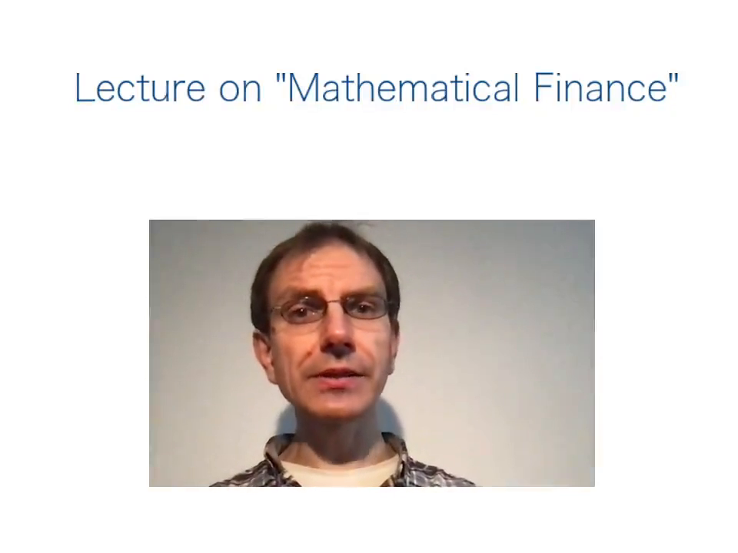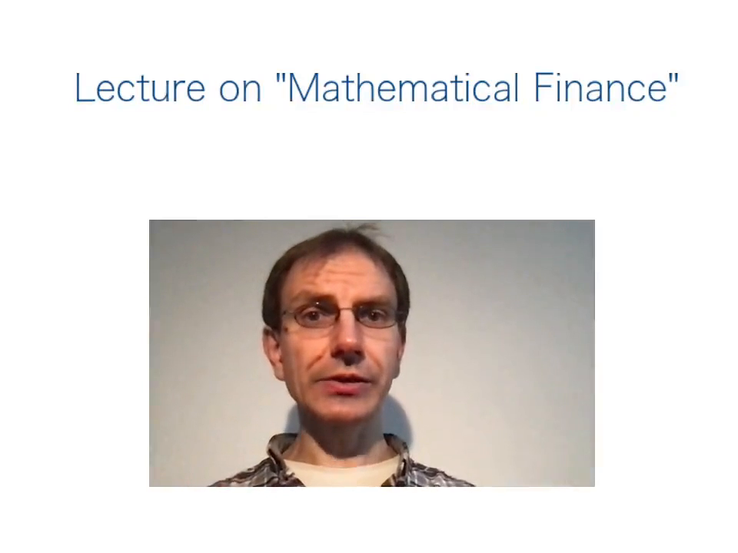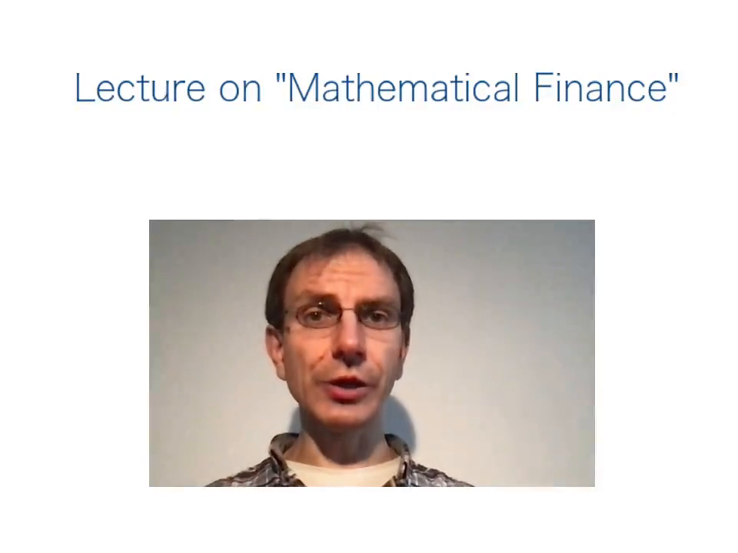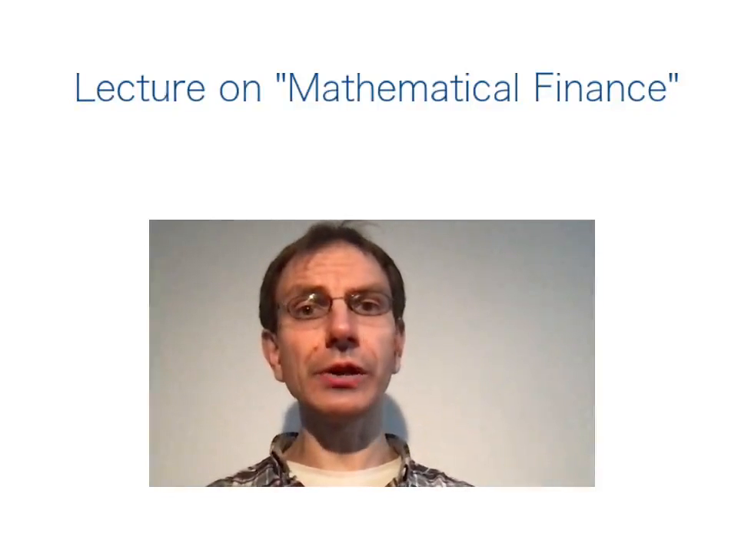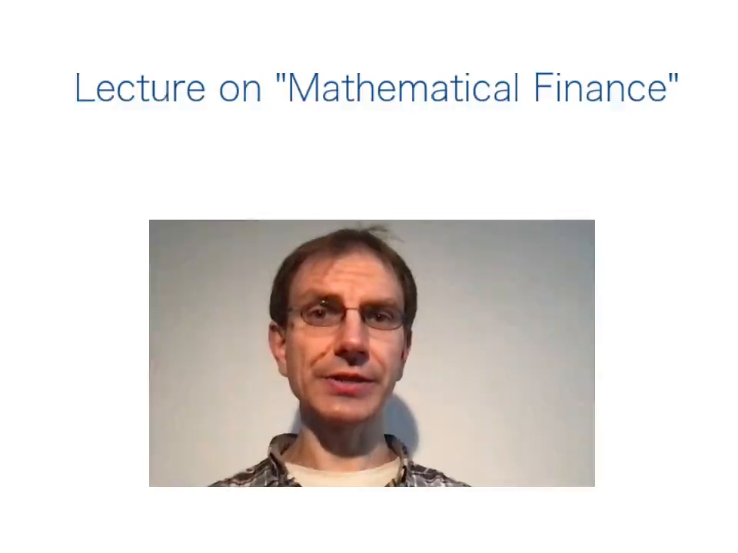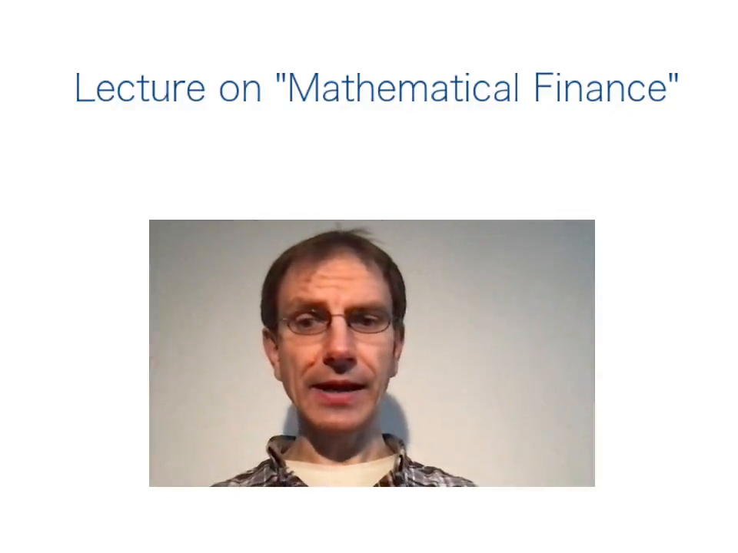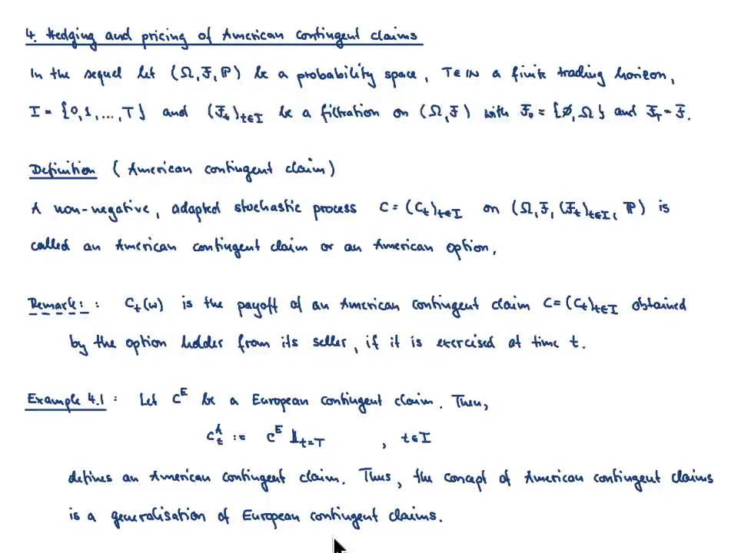And remember, the difference is that you can exercise American contingent claims at any time point, whereas European contingent claims could only be exercised at maturity. So the question is how to put that into mathematics. And here it is. So for that, I would like to focus on the following setting.